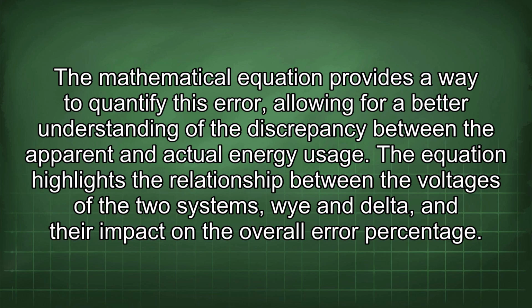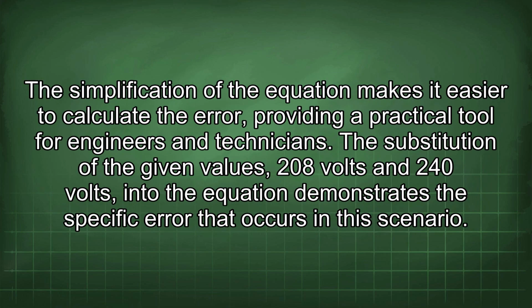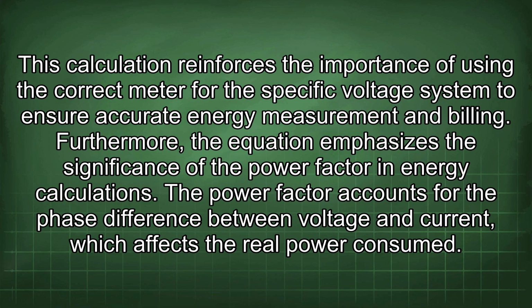The equation highlights the relationship between the voltages of the two systems, Y and delta, and their impact on the overall error percentage. The simplification of the equation makes it easier to calculate the error, providing a practical tool for engineers and technicians. The substitution of the given values 208 volts and 240 volts into the equation demonstrates the specific error that occurs in this scenario. This calculation reinforces the importance of using the correct meter for the specific voltage system to ensure accurate energy measurement and billing.